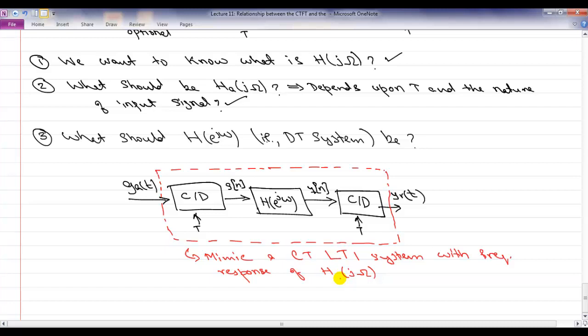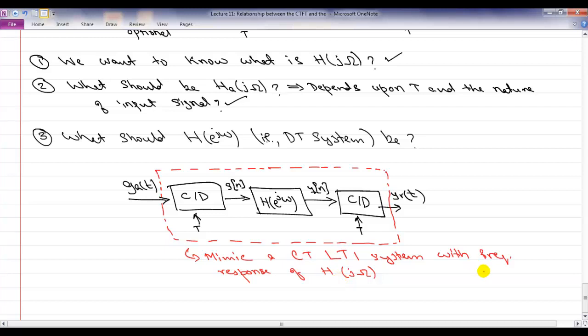Of course it's a continuous time system, because if you look at these dashed lines, the input is a continuous time signal and the output is a continuous time signal. What we want is that this whole dashed block acts not just as a continuous time system, but as a continuous time linear time invariant system whose impulse response, or frequency response, either way, is doing what we want it to do.